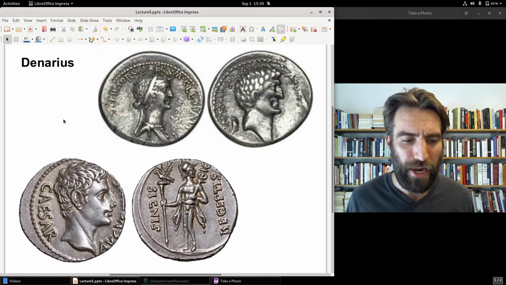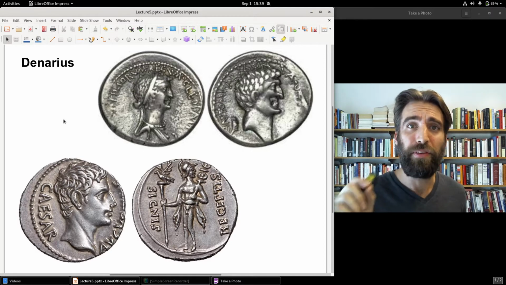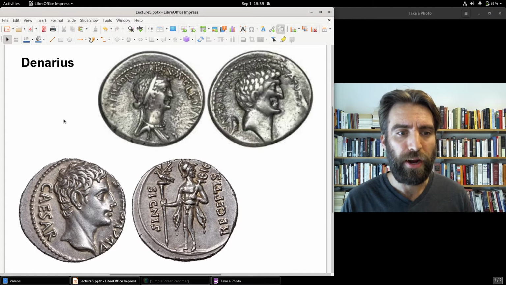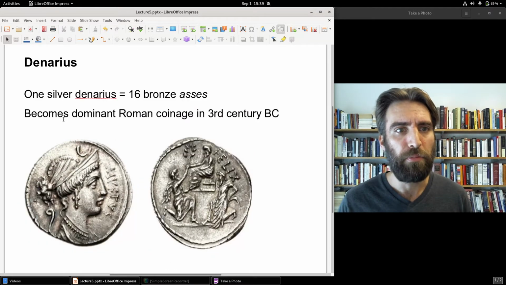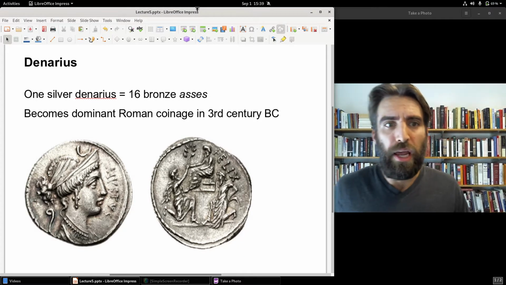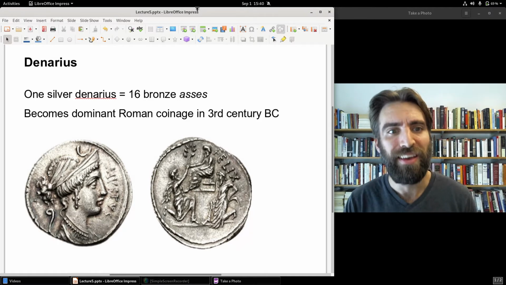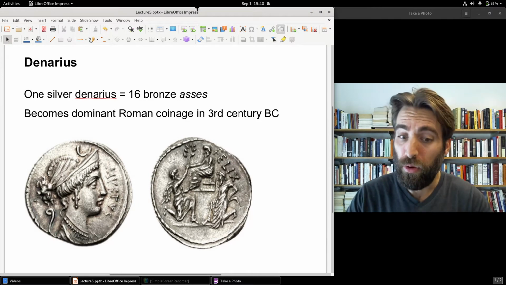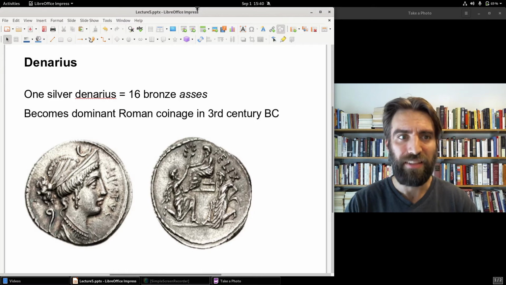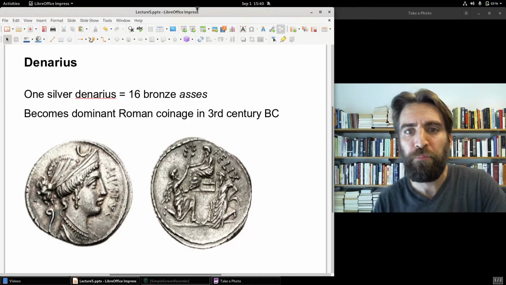So huge impact, and these coins are emitted in great quantities. After the defeat of Carthage, there's a lot of looting of Carthage and the Carthaginian Empire, but also access to these mines. And it was a lot more convenient, again, than bronze. One silver denarius equaled approximately 16 bronze asses, we'll pronounce it. And each as was about a pound of bronze. Obviously the silver denarius was a far more convenient coin.